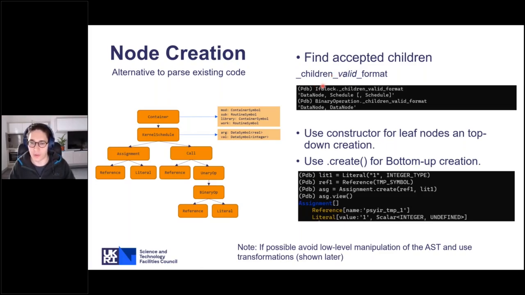nodes are valid children of other nodes. A quick way to see which nodes are valid children is to use this underscore children valid format field, and it will give you a description of what nodes are valid. And then we support two modes of creation, which is quite typical in IRs. One is top-down creation, which is starting from the top node and creating the nodes downwards. And the other is bottom-up, which is starting from a leaf node at the bottom and creating the trees upwards.